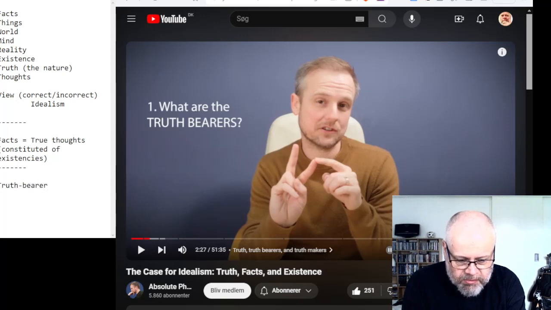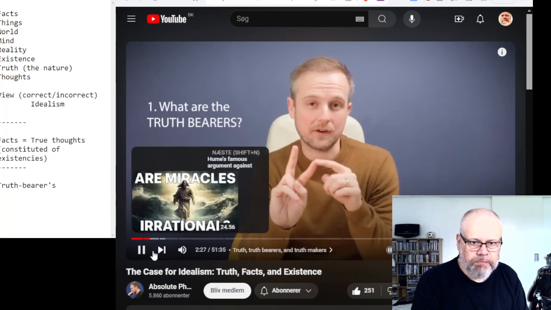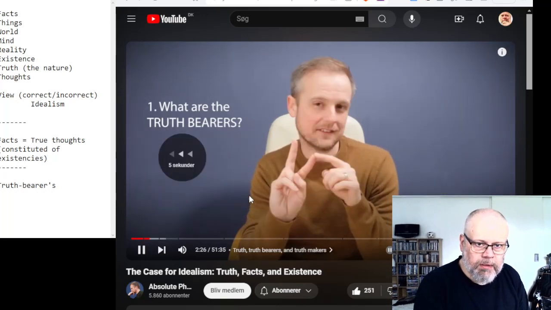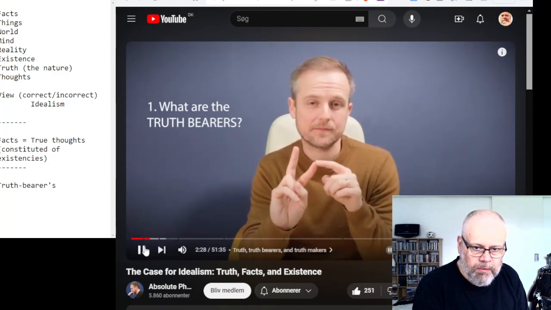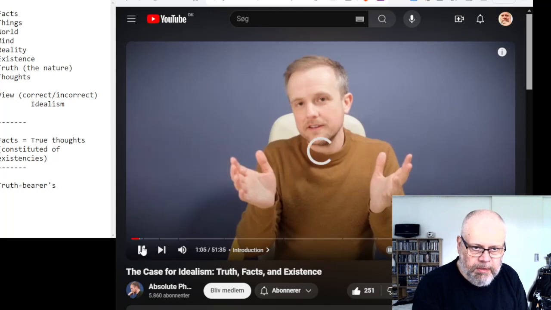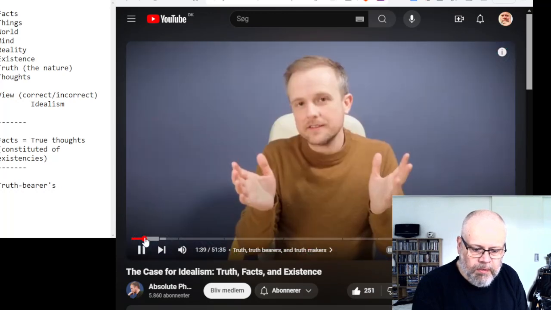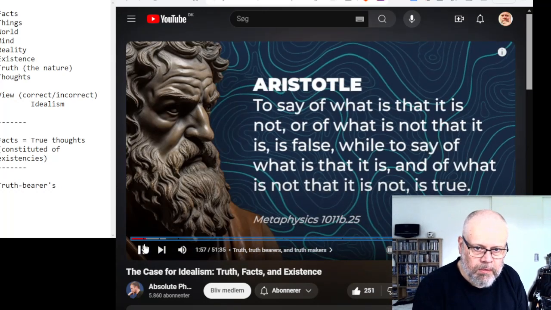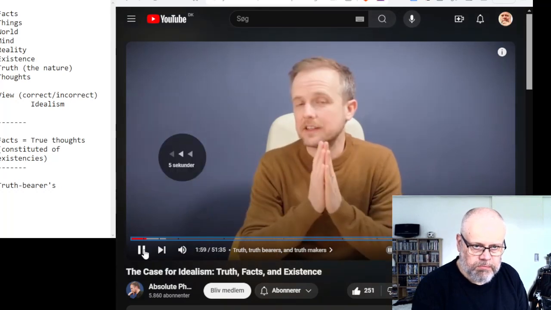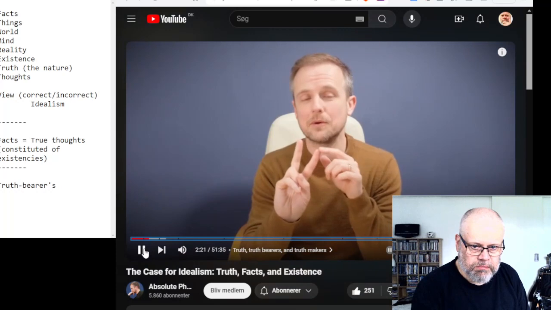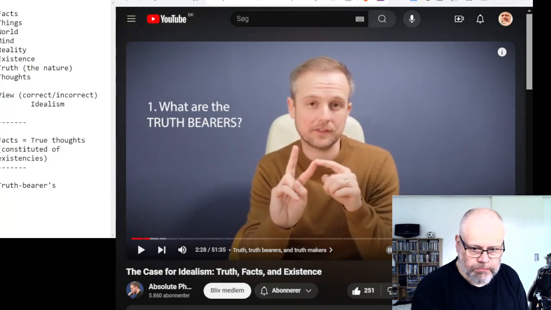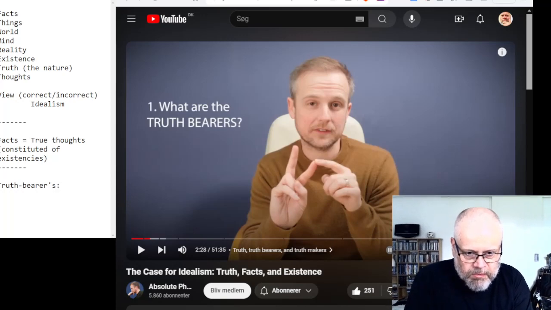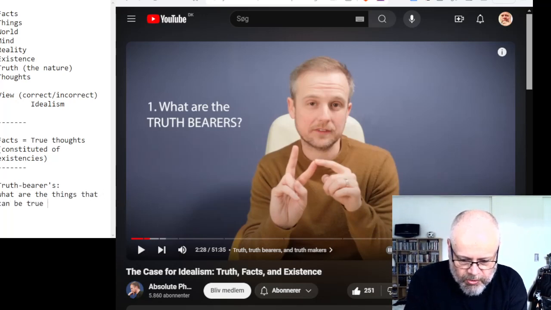Truth bearers. True or false. Number two, what are the truth makers? What are the truth bearers? In other words, what are the things that can be true or false? I'm going to start with one of the earliest definitions of truth. What is true or what is false are the things we say. So the intuitive, pretty good start indication of number one, what are the truth bearers? In other words, what are the things that can be true or false?